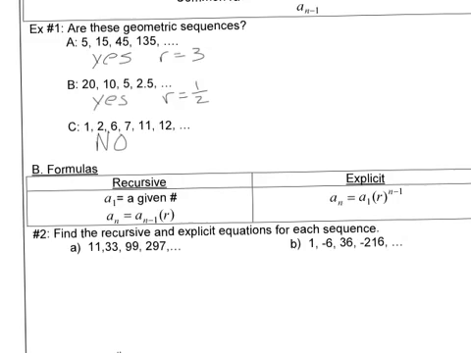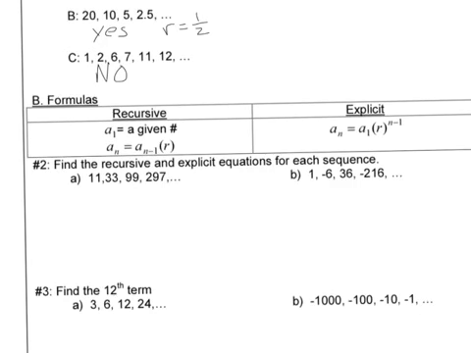We have two different formulas. We have the recursive, where this gives us the next term, or the previous term, and then we have explicit, which gives us an exact term. So we're going to practice writing both of these real quick. Before we can write this, we have to know what our r value is, and we have to know what our first value is, usually.